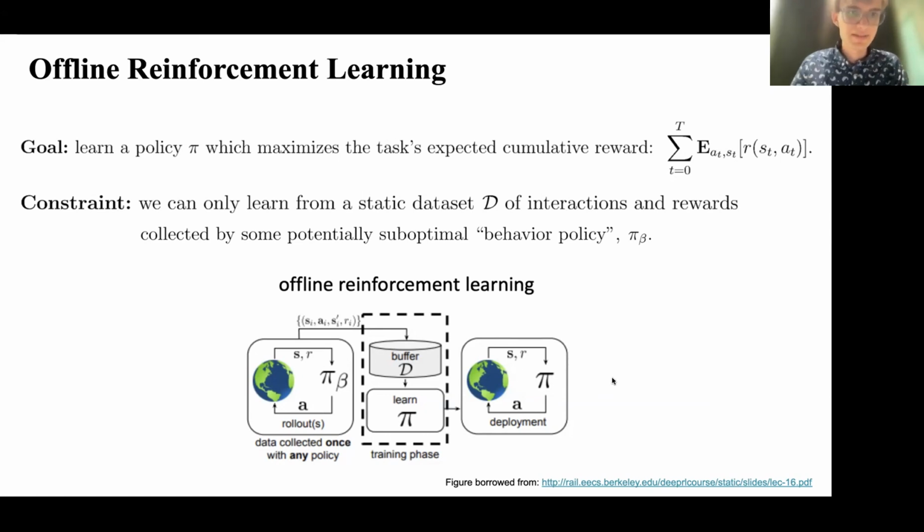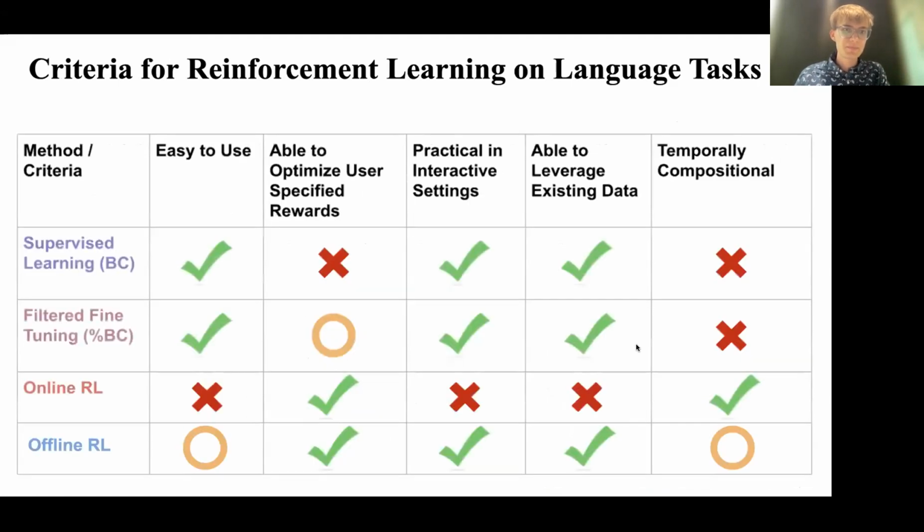So that's the definition of offline RL. And now that we've defined the problem, we can look at why this is a good idea for lots of language tasks, and what the challenges are in the offline RL space. So in our paper, we set up 5 conditions for a practical offline RL algorithm. I'll walk through each of these and we'll see why offline RL is a good idea for language tasks.